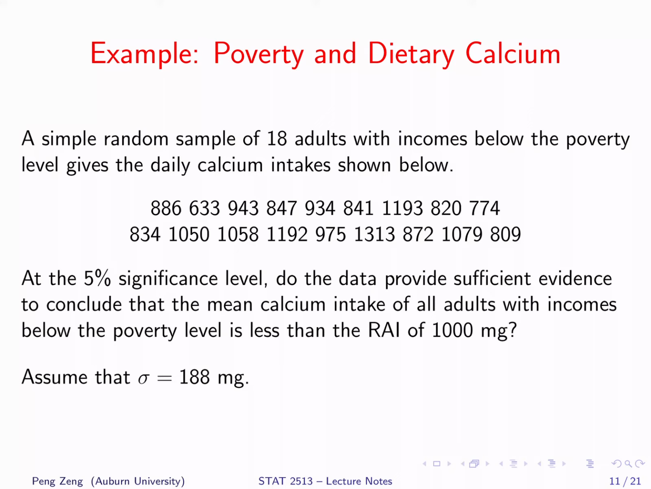This is also a one-mean z-test problem. The population mean is the mean daily calcium intake. We want to compare the mean daily calcium intake with 1000 milligrams, which is the recommended adequate intake. The population standard deviation is given. The sample size is n equals 18. It is moderate. We need to check the normality assumption.